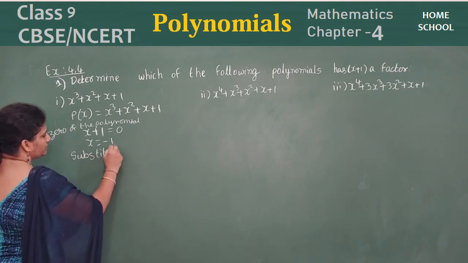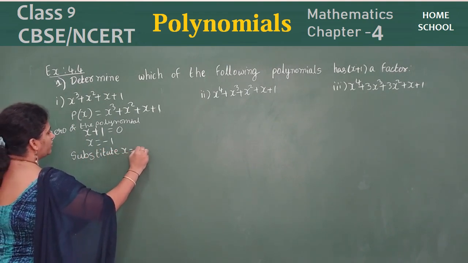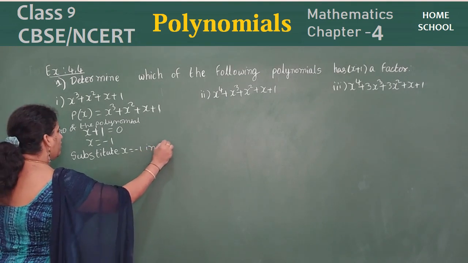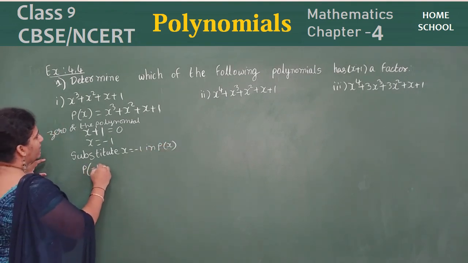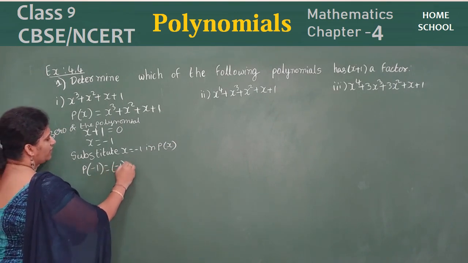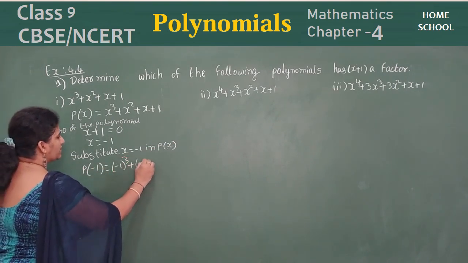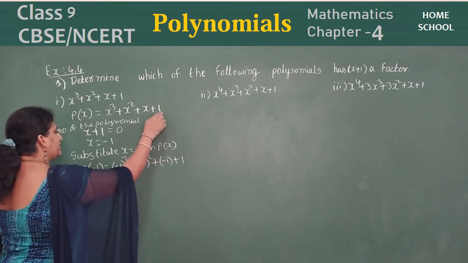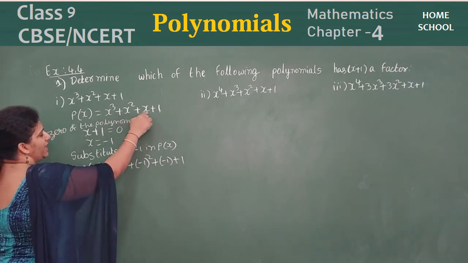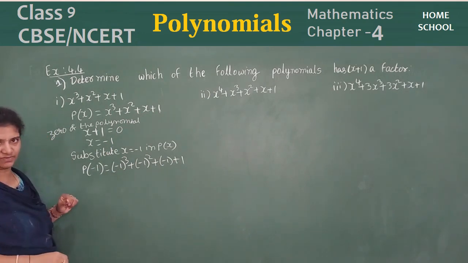Substitute x is equal to minus 1 in P of x. That means P of minus 1 is equal to minus 1 whole cube plus minus 1 whole square plus of minus 1 plus 1. Wherever you have x, put here minus 1.